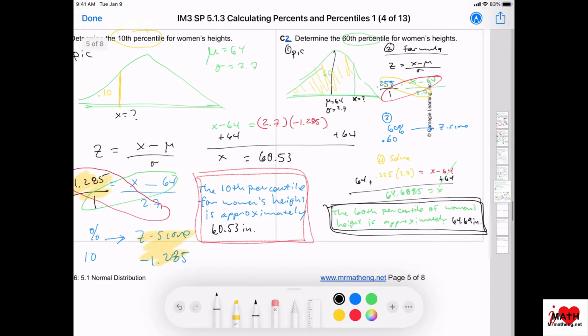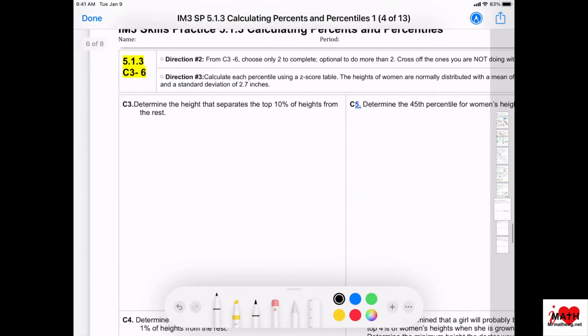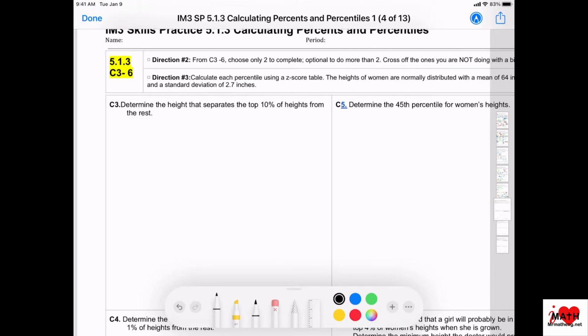Let's move on to C3. Determine the height that separates the top 10% of heights from the rest. Okay, let's draw a picture. And now they want top 10%. So they want something like this, really tall people. And this here represents 10%, right? From a percent to a decimal. And we're trying to solve what is x. So this is my picture.